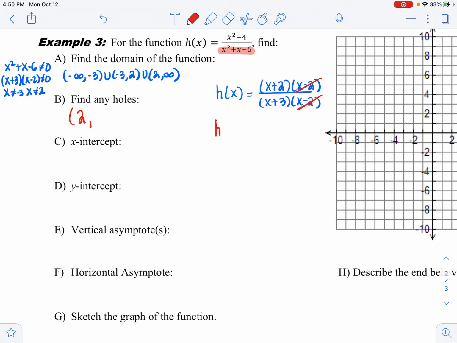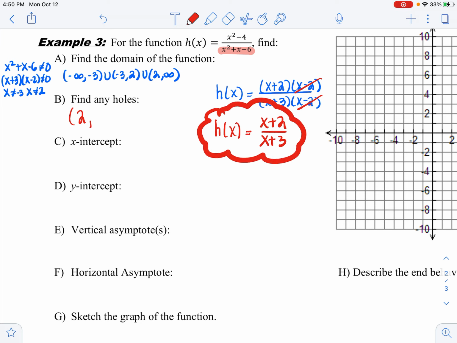And then once again, I'm going to write my new function, h of x equals x plus 2 over x plus 3. I put a little cloud around it to say, hey, eyes, look here. Don't ever look back up at this. Okay, so I'm going to plug in 2. If I plug in 2 in the numerator, I get 4. If I plug in 2 into the denominator, I get 5, so 4/5. 2 comma 4/5.